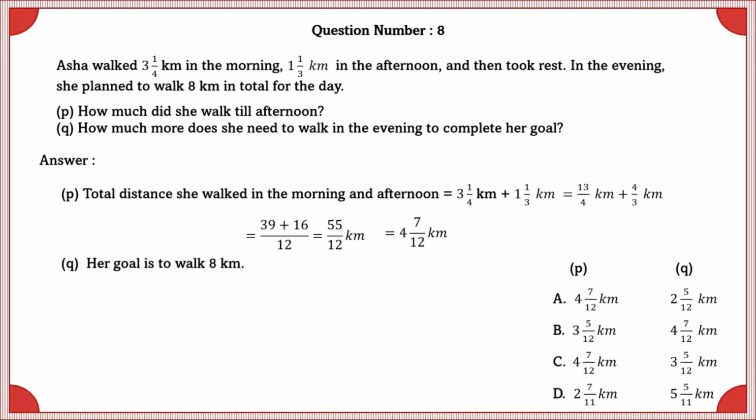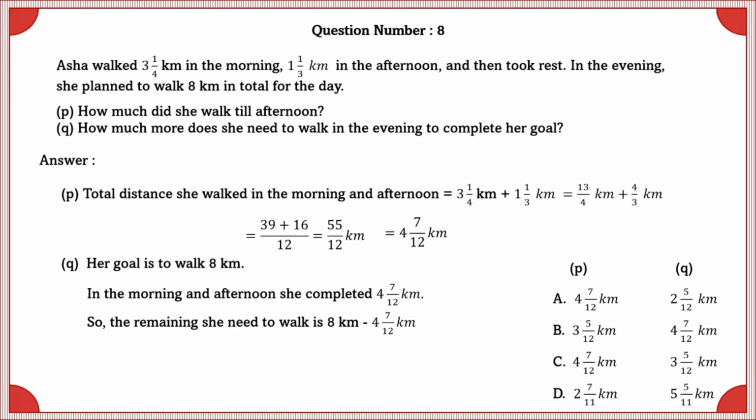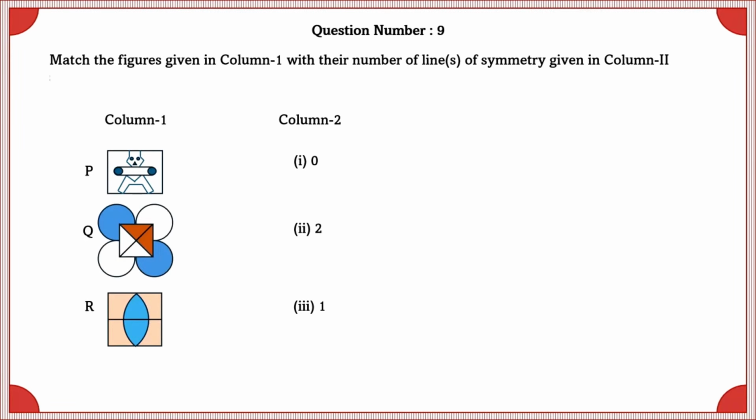4 7/12 kilometers. Her goal is to walk 8 kilometers. In the morning and afternoon, she completed 4 7/12 kilometers. So the remaining she needs to walk is 8 kilometers minus 4 7/12 kilometers. After converting into improper fraction and taking LCM and then simplifying, we will get 41/12 kilometers, which can be written as 3 5/12 kilometers.